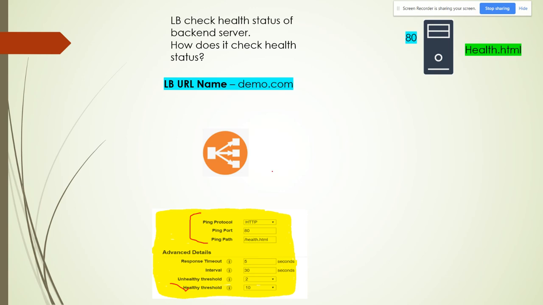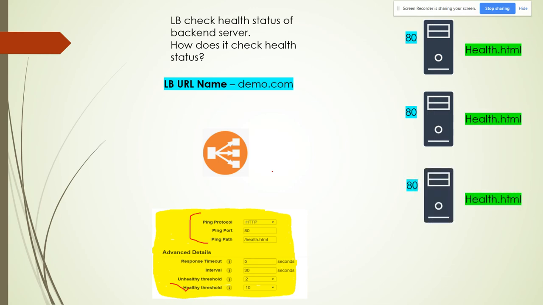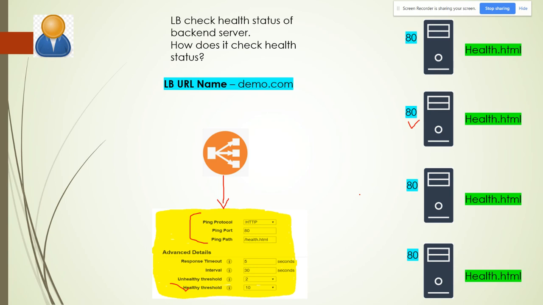So what happens next? If you have another web server in your load balancer, make sure all other servers have an identical configuration, because the load balancer uses this health rule to connect and verify whether the backend server is healthy or not. So on every server you have port 80 and health.html. Okay, right. Now let's see what happens. Your server is ready, all backend servers are healthy. Now the end user will make a call. They type demo.com in their system and connect to the load balancer.